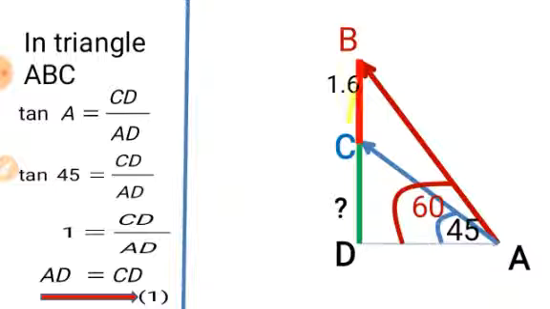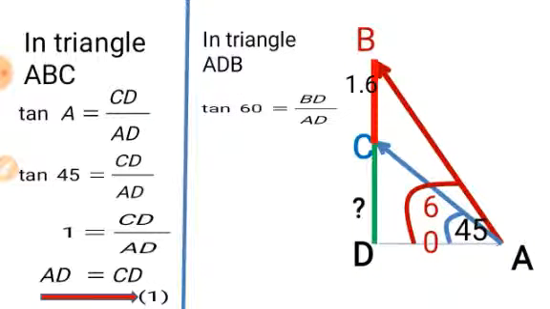Now we will go in the bigger triangle, that is, triangle ABD. In triangle ABD we can apply tan 60 is equal to perpendicular over base. Here our perpendicular is BD and our base is AD, and the value of tan 60 is root 3, so we can replace the left side by root 3 and the right side by BD over AD.